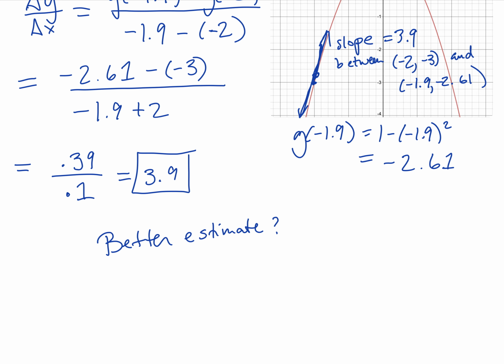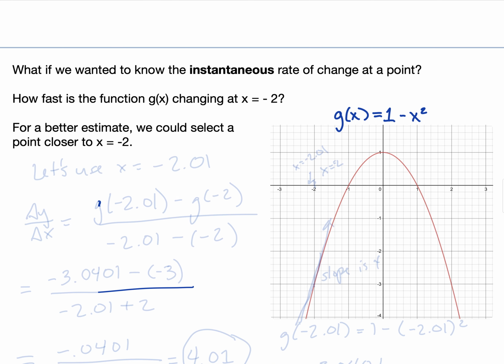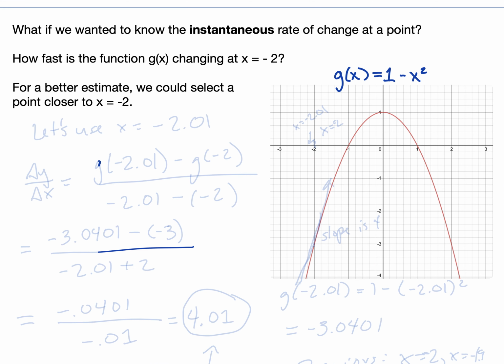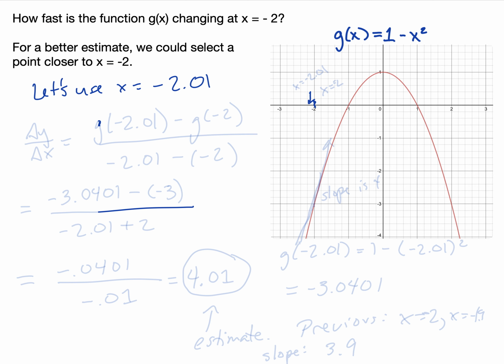Okay, so if we want a better estimate, we could select a point closer to x equals -2. Again, there's many different choices for this, but let's use x equals -2.01. So before we used a point to the right of -2. Now let's use a point to the left of -2. So -2.01. If we do that, then again we're looking for the change in y divided by the change in x, the change in output over the change in input.